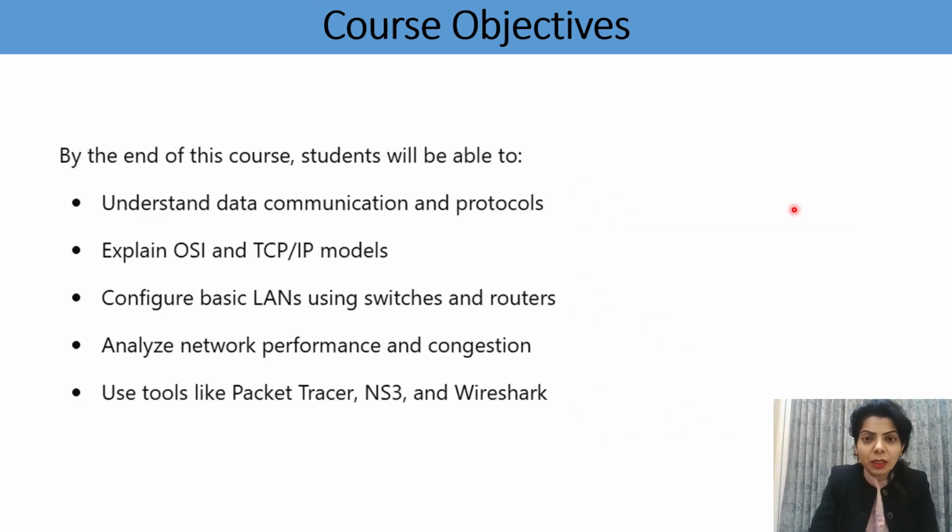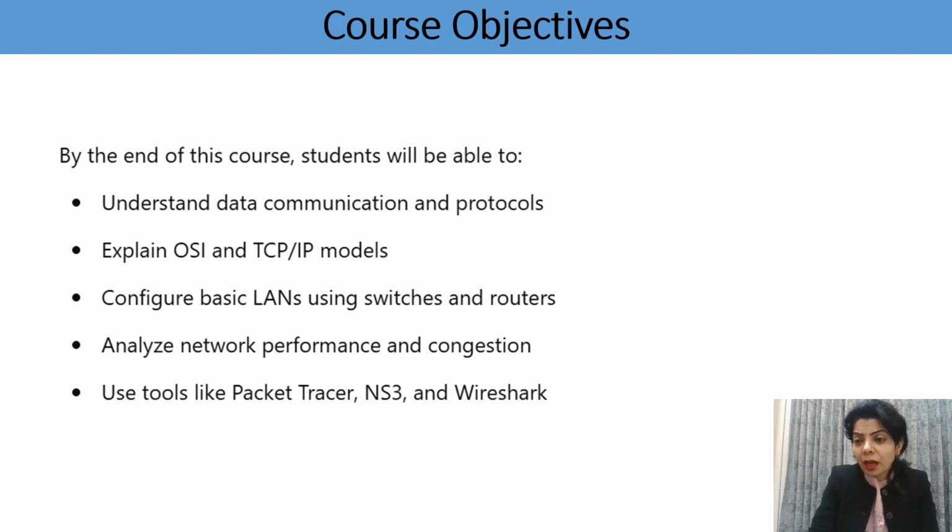Now, moving on to the course objectives. Dear students, this is my expectation from the course: you must be able to understand data communication and all protocols associated with it. You should be able to clearly understand and explain the OSI model and the TCP/IP model, which are the basic models of your computer network. You should be able to configure LANs using switches and routers. This you will be practicing in the lab. So I expect that at the end of this course, my students should be able to perform all such things mentioned here. You should be able to use all tools. You should be able to analyze network performance, taking congestion control into account.